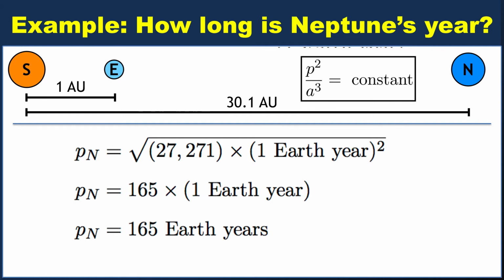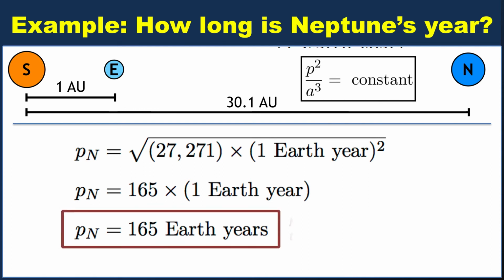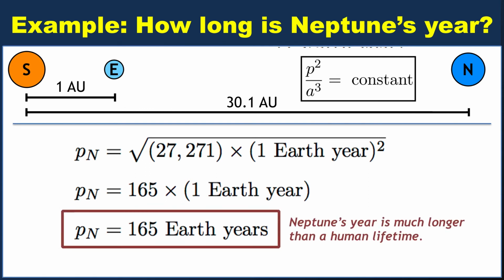A few interesting things to note about this. One is that that's a really long time. 1 Neptune year is much longer than a human lifetime. So let's say that you move to Neptune, you want to celebrate your Neptunian birthday. Well, this is kind of depressing. You're not going to get a chance. You're not going to live to your first Neptunian birthday. I'm sorry.